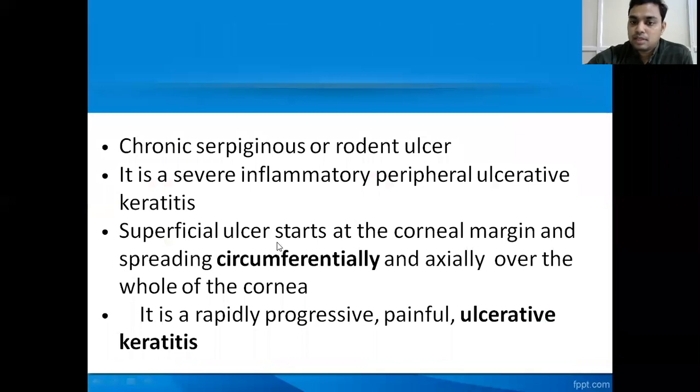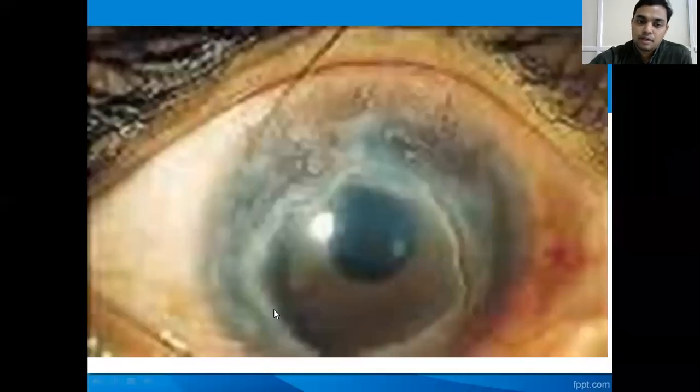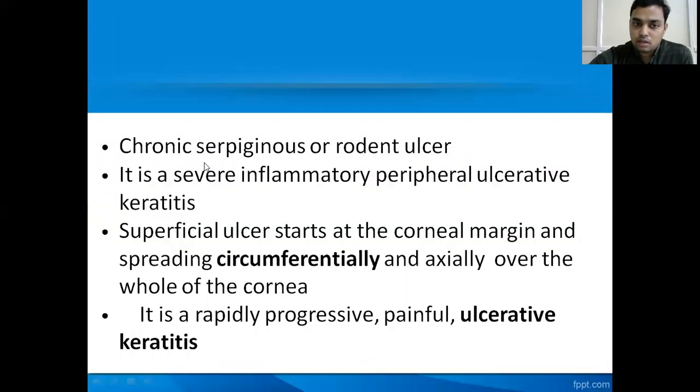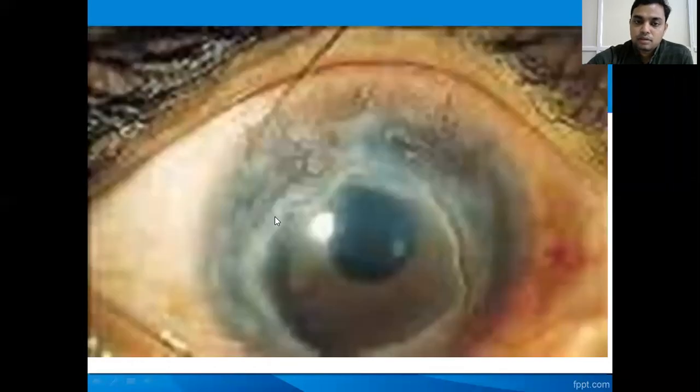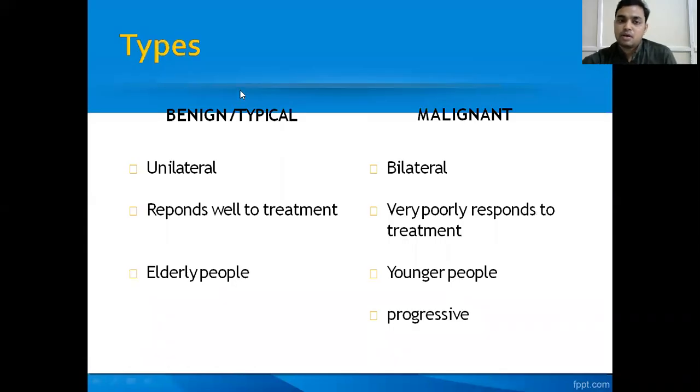It starts as a superficial ulcer at the corneal margin, and it spreads circumferentially and axially over the whole of the cornea. So basically, the ulcer is at the periphery. It is also called chronic serpiginous or rodent ulcer. It is very rapidly progressive and painful ulcerative keratitis. The patient may manifest with severe pain. That is Mooren's corneal ulcer, which is basically an immune-mediated corneal ulcer.